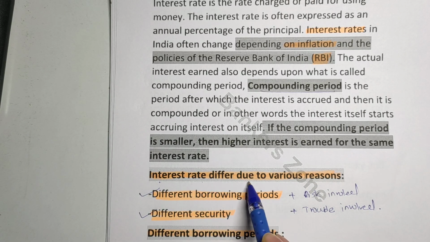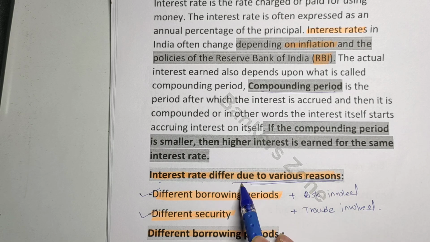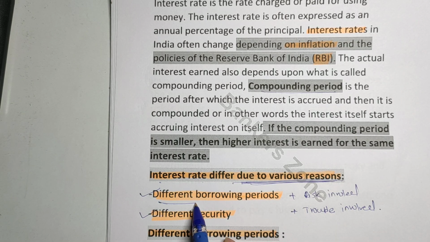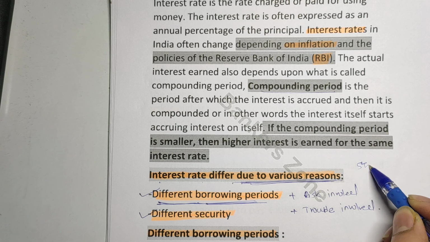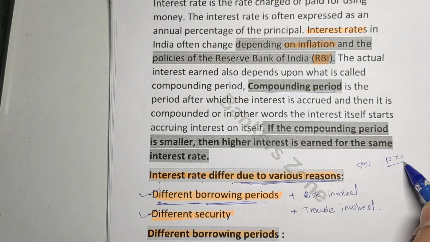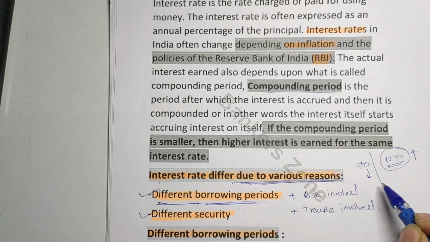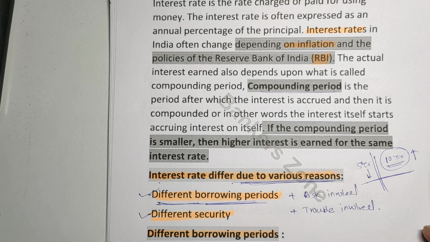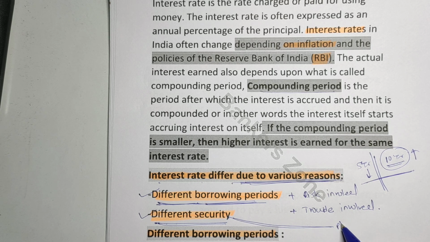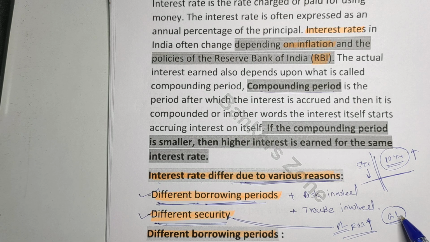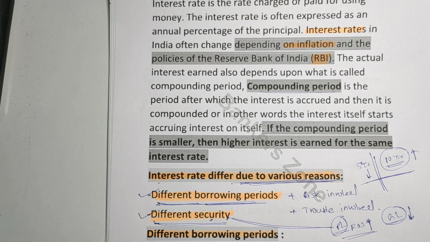Mainly, the interest rate differs due to various reasons. Why is the interest rate different? The very first is the different borrowing period. That means if the period for the loan is 5 years and 10 years, the rate of interest for the 10-year loan will be more as compared to the 5-year tenure of the loan. That is the basic that you all know. The second is the different security. For example, in a personal loan there is no security, that's why the rate of interest is more as compared to the gold loan, because in a gold loan we have gold as security. That's why in a gold loan the rate of interest is less as compared to the personal loan.